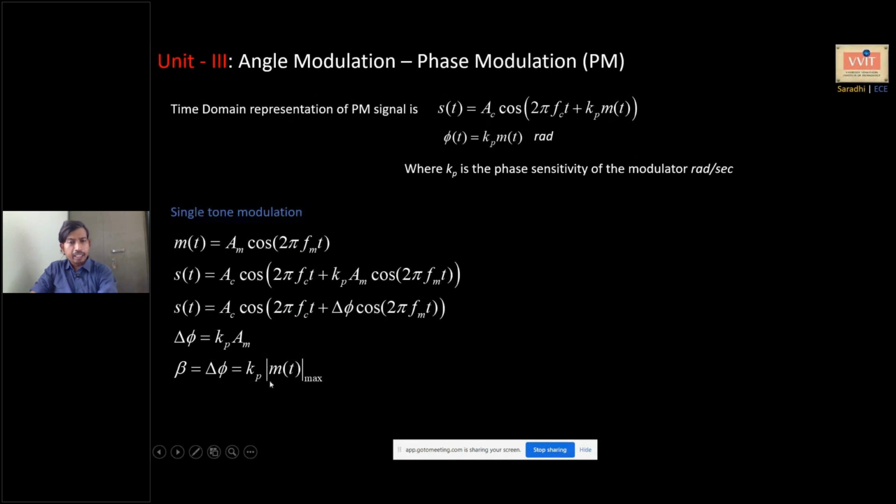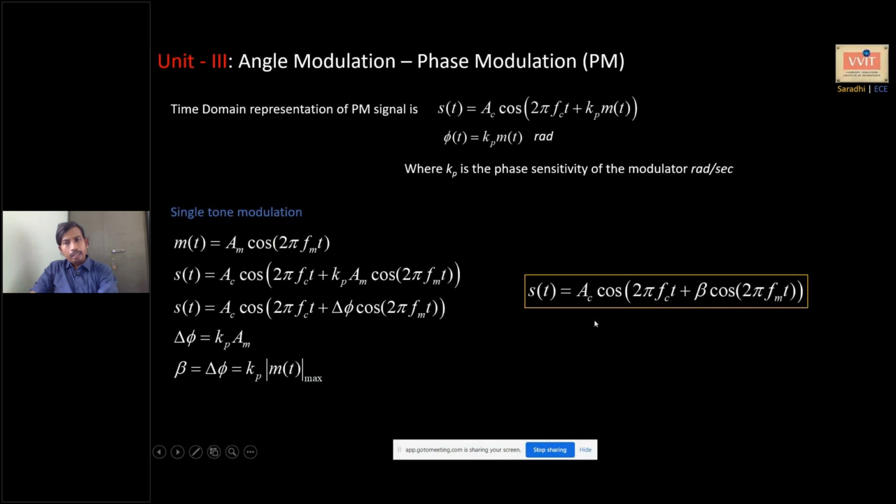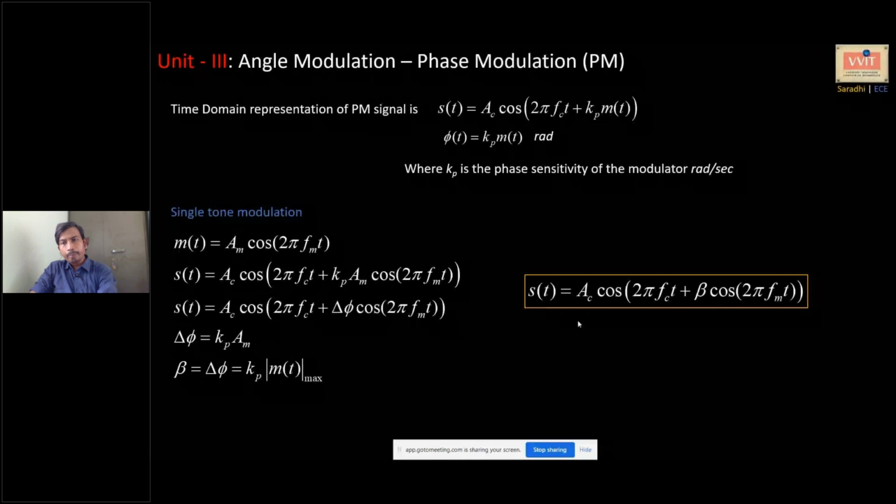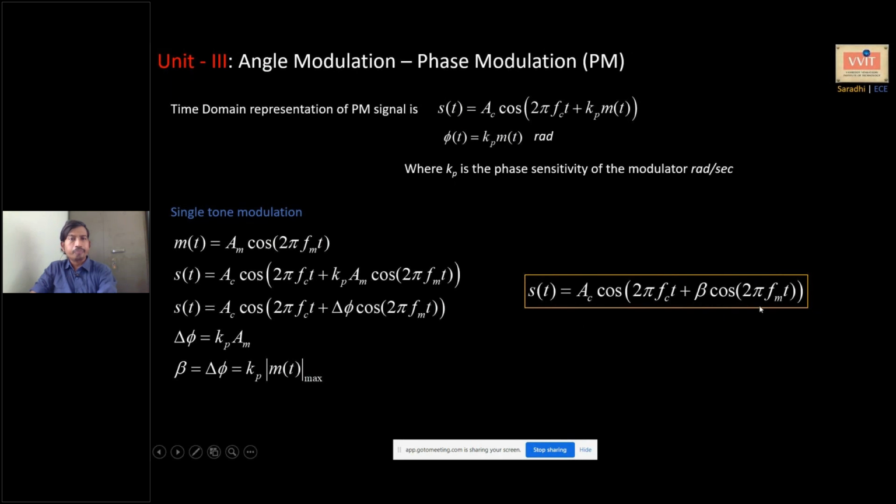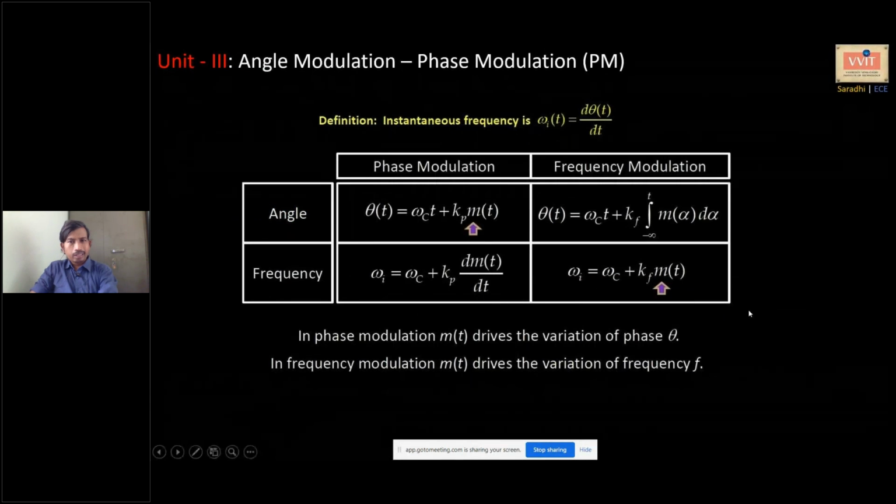In general, it is Kp, the modulus of maximum of m of t. So altogether, this is the equation of the phase modulation or phase modulator equation: Ac cos 2 pi fct, beta cos 2 pi fmt. So in summary, this is phase modulation, where it is Kp m of t, and this is frequency Kp, differentiation of m of t.